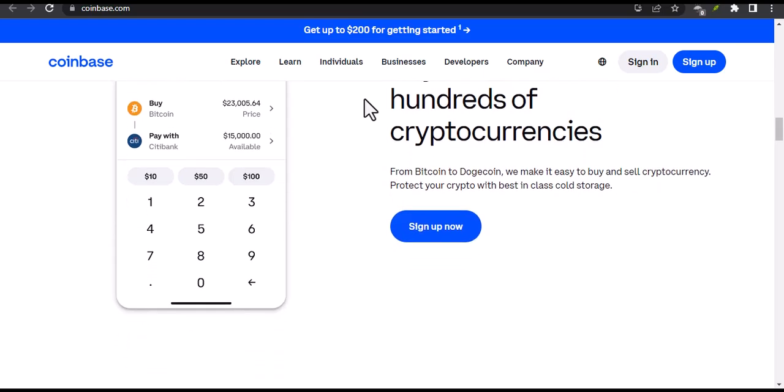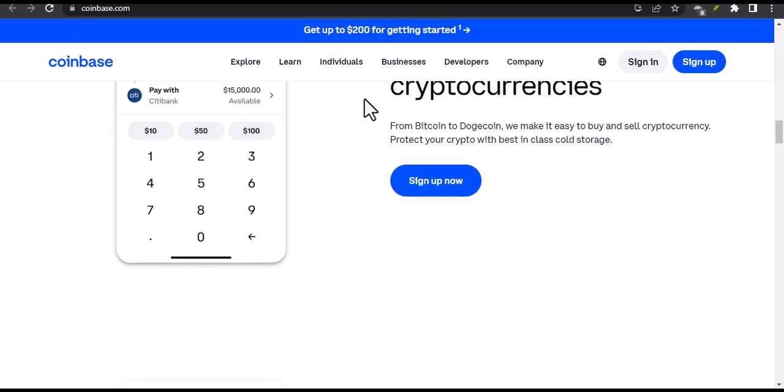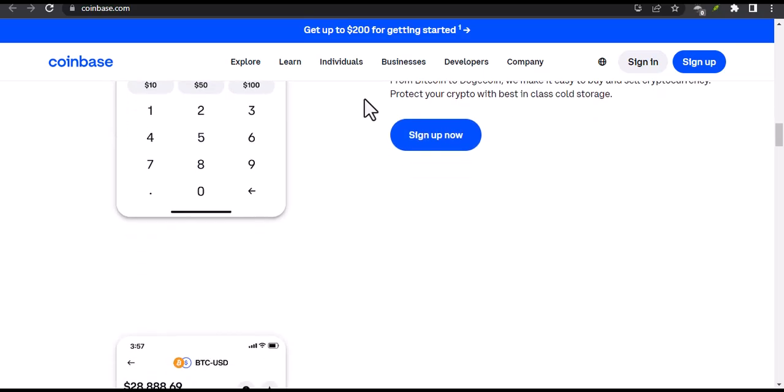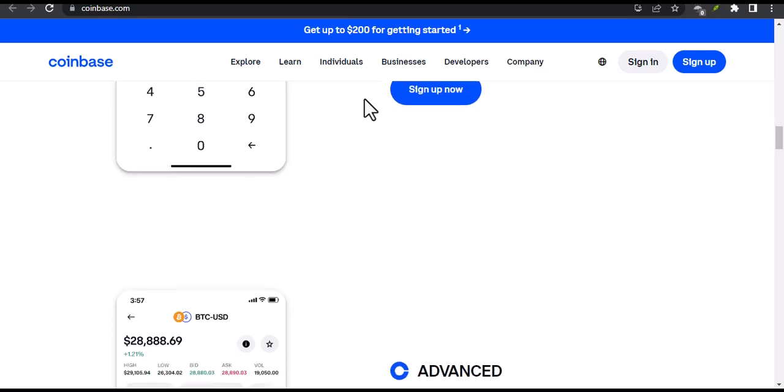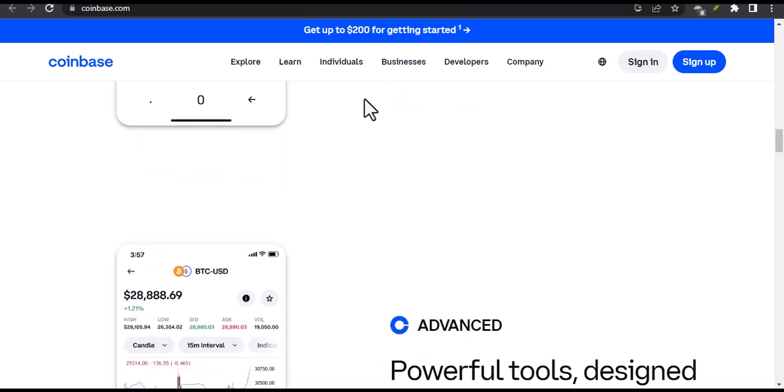If you're looking for a stablecoin to invest in, USDT is a great option. And if you're looking for a platform to buy and sell USDT, Coinbase is a great choice.